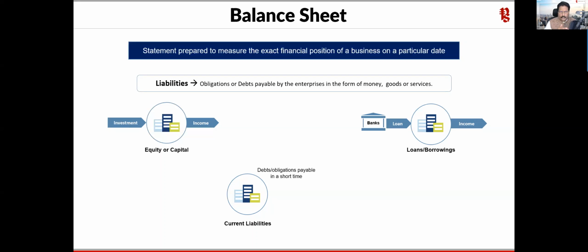So that means over a period of 3 to 7 or 10 years, you're going to clear off this liability in parts to the bank or the financial institution. So this is a long term liability, right? And the third one is the current liability, which is the shorter one.